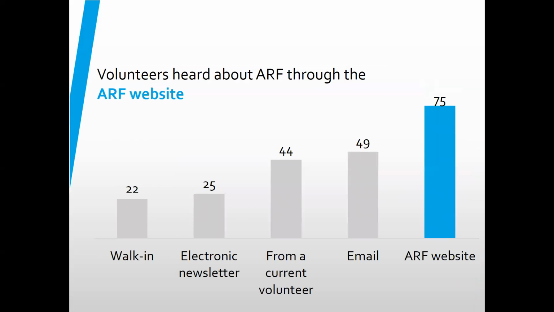Here's an example to illustrate best practice number 3, using color intentionally, in a bar chart. In this case, the data point, the column on the right representing survey responses for the ARF website, is the only one in blue. It draws your eye to this column. This is the key message that we want to highlight, which we also put into the title. Volunteers heard about ARF through the ARF website.